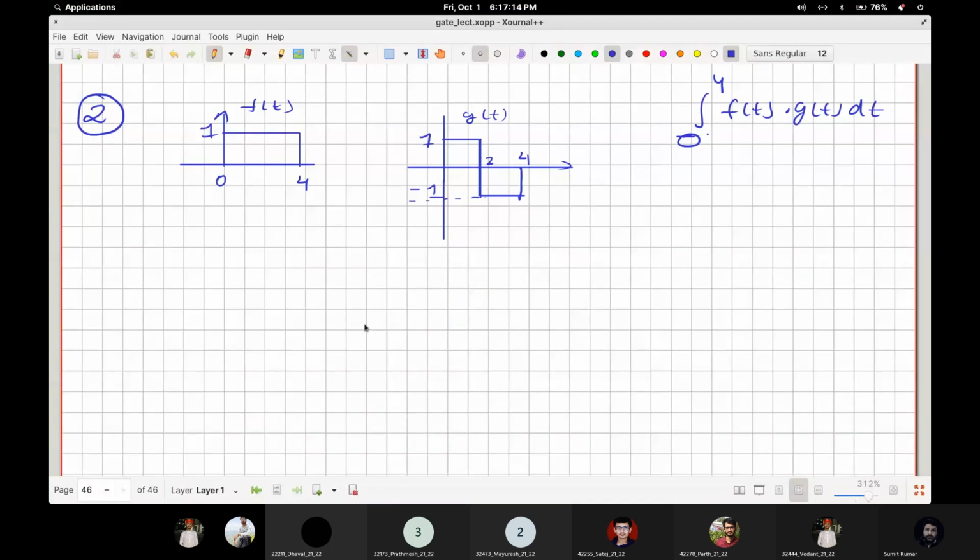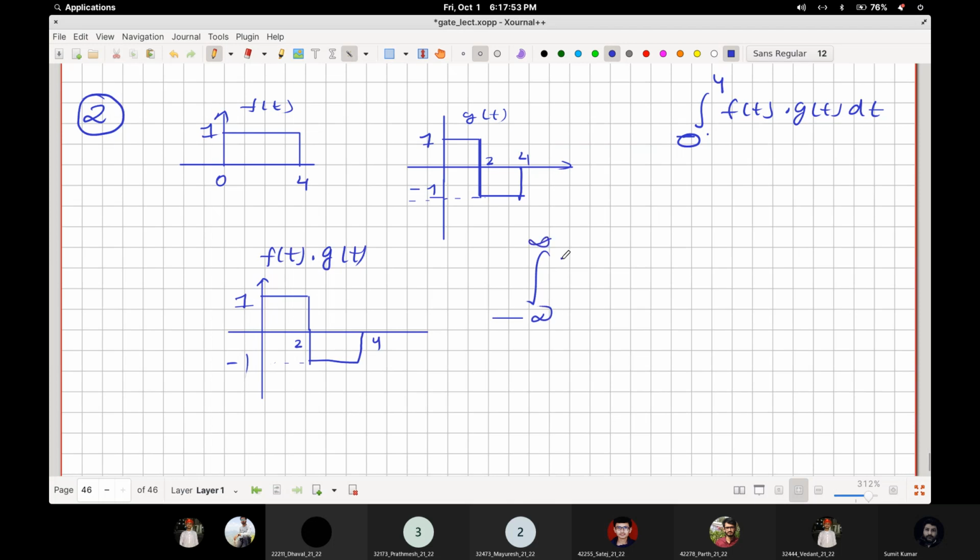So this is going to be actually 0 only. When you multiply them, what will happen? Now look, if you multiply FT and GT, what will you get? I mean it's 1, isn't it? FT is equal to 1 for 0 to 4. So if you multiply GT by 1, you just get GT, right? So this is your FT times GT, and this is 1 for 0 to 2 and then from 2 to 4 it is equal to minus 1.